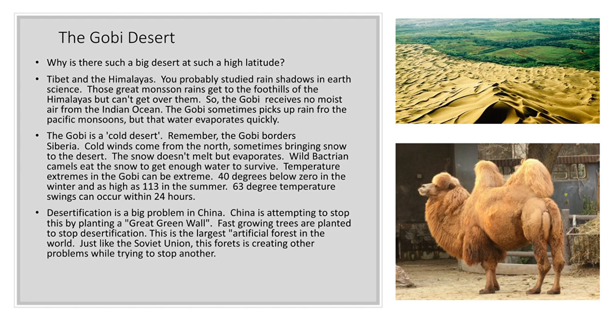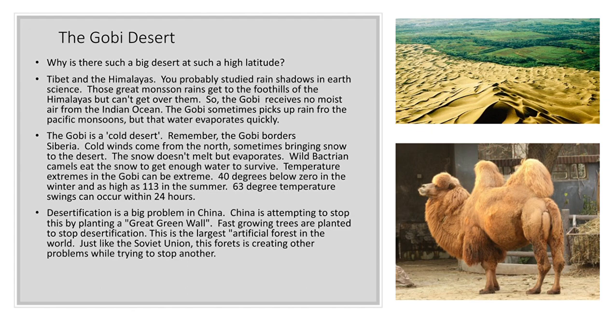Now, one of the big problems of the Gobi right now, in reference to China, is called desertification, like we studied in the Sahara Desert. And this is a picture of the Gobi Desert that is encroaching on northern China. And in an effort to stop this, China has decided to try a really aggressive effort to basically plant trees in suitable areas to stop the growth of the desert in those areas.